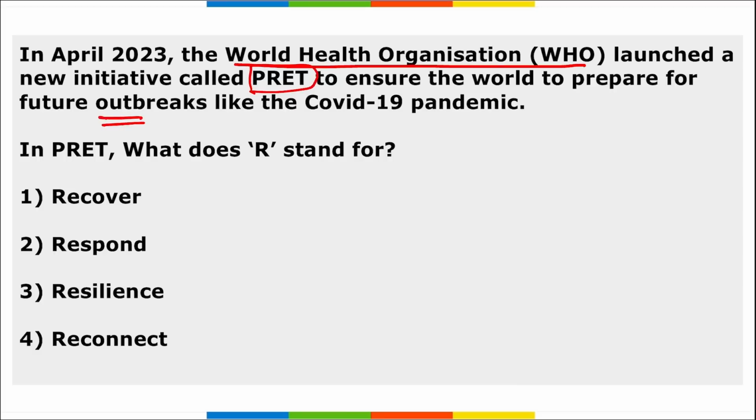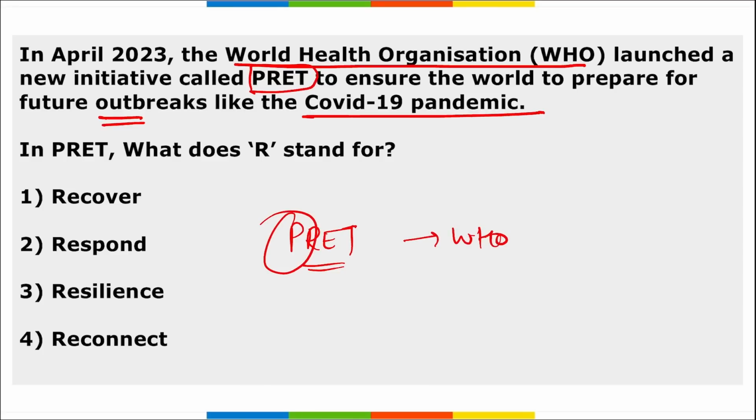Next, WHO launched a new initiative called the PRET initiative to ensure the world prepares for future outbreaks like the COVID-19 pandemic. Here PRET stands for what? Here remember you should know the full form of PRET. PRET stands for Preparedness and Resilience for Emerging Threats. Right? This was launched by WHO. P here stands for what and R here stands for what? So P is preparedness and R is resilience.